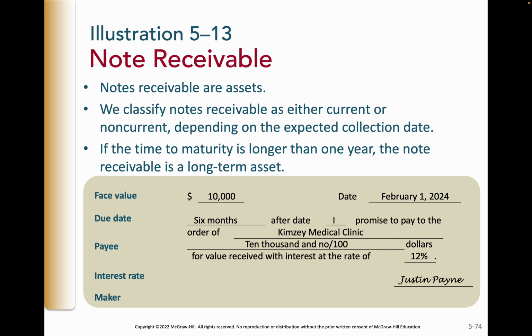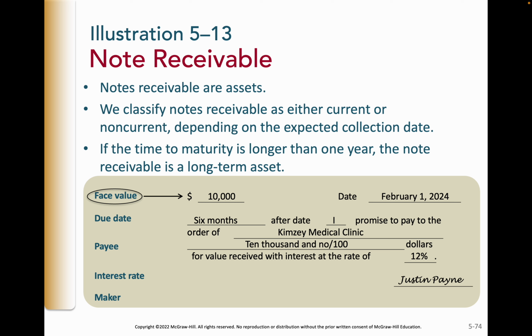So just a quick illustration of what a note looks like. A note receivable is an asset. It's a current asset if it matures or is due in less than 1 year, and it's considered a long-term asset if the maturity date is longer than 1 year. This note between Justin and Kimsey Medical Clinic has a face value of $10,000. That's how much he owes them.